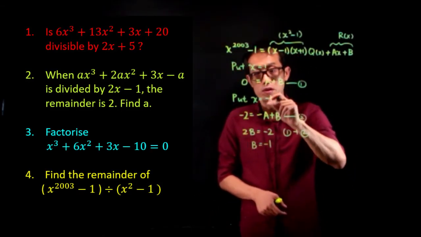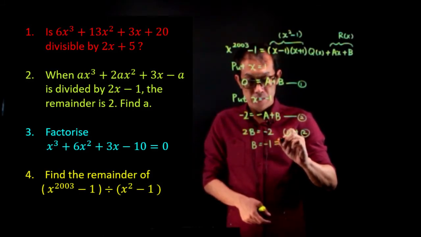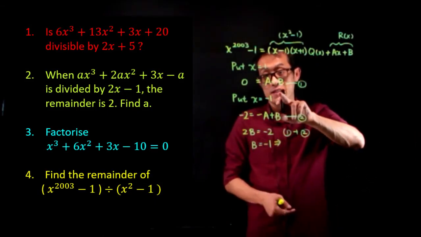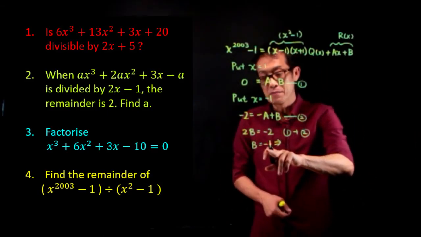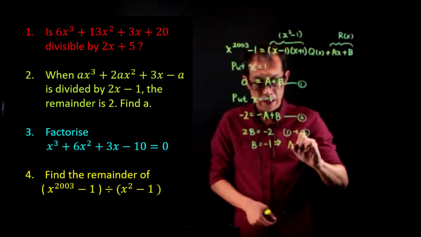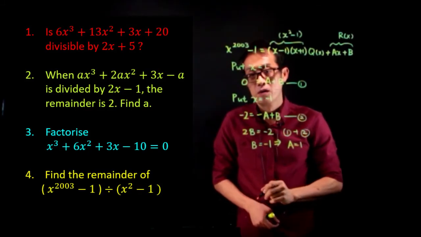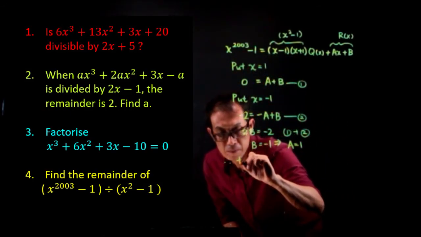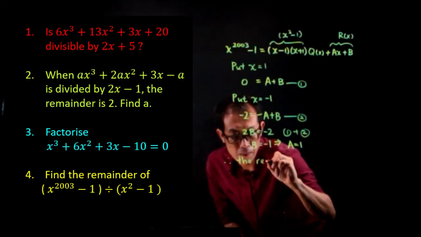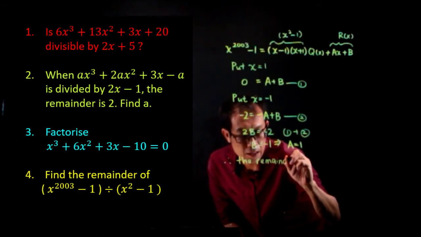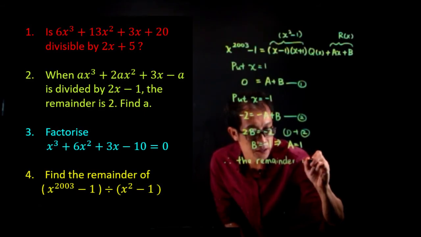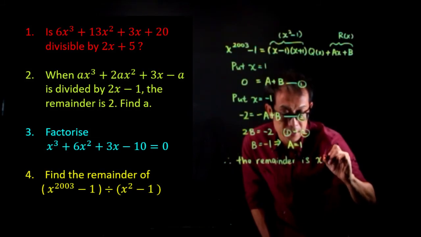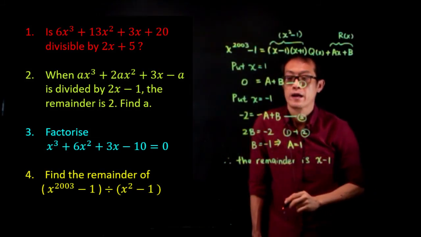Now when b is equal to minus 1, you put it inside either 1 or 2, it doesn't really matter. Of course, this is easier, alright? Now you put b is minus 1, so a is 1. So what is the remainder? Therefore, the remainder is, a is 1, so it is x minus 1.